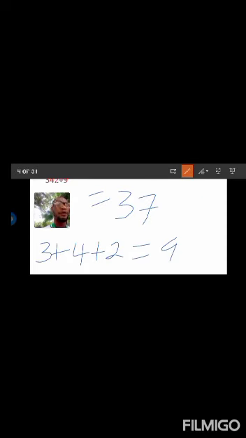9. So we cannot write down 9. We divide it by 9. So what do we do? How many times can 9 go in 9? 1. So you put the plus 1 here.